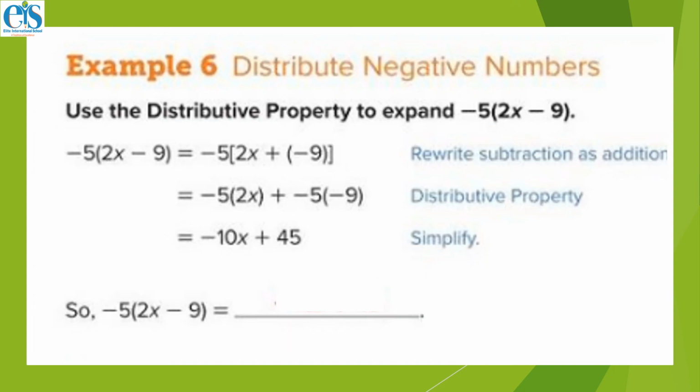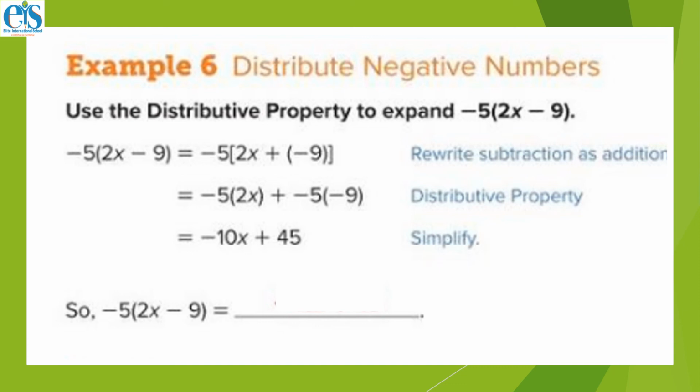Example 6. Distribute negative numbers. Use the distributive property to expand negative 5 times 2x minus 9 within parenthesis. We start by rewriting the subtraction as addition. Negative 5 times the 2x plus negative 9 within parenthesis. And we distribute the negative 5 to the terms within the parenthesis. So negative 5 times 2x plus negative 5 times negative 9.